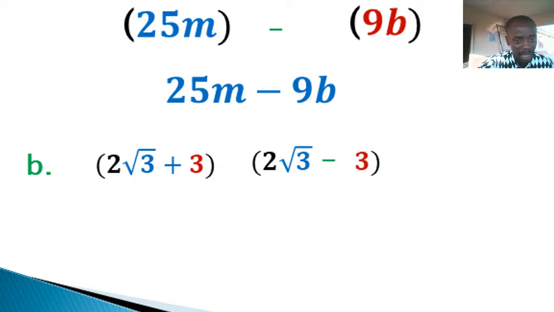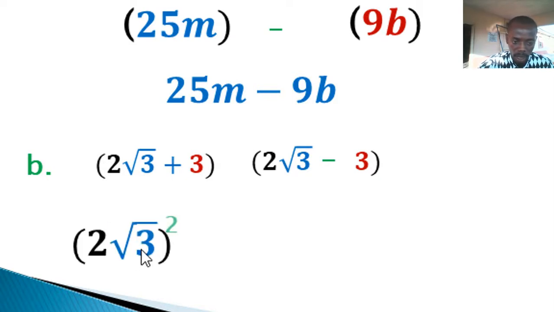So with the same techniques we use up here, there's going to be 2 root 3 squared. Then next, you also bring out the 3 and you square it, just like we did it here. You bring out 2 root 3 squared, you bring out 3 and you square. Then ignore the positive and pick the negative.